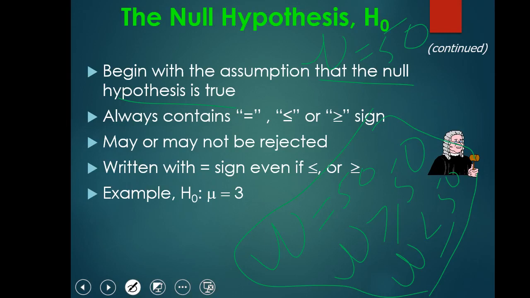But all of these include the equality sign. It may or may not be rejected. If it is 50, we can either reject it by performing some statistical analysis, or we can accept it. So it is written with an equal sign, even if greater or equal to, so there should always be an equality sign. For example, H naught, the null hypothesis, states that mu is equal to 3. If 3 is a GPA, for a class I claim that the mean GPA of the whole class is 3. That is my claim, so I represent it in that way.